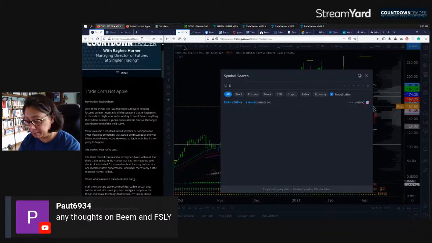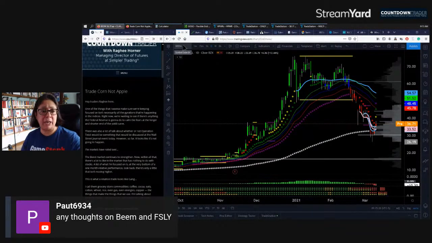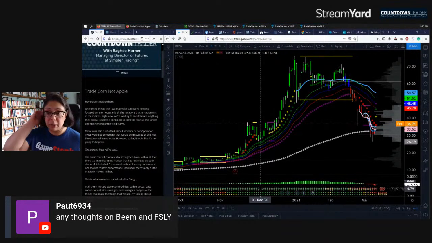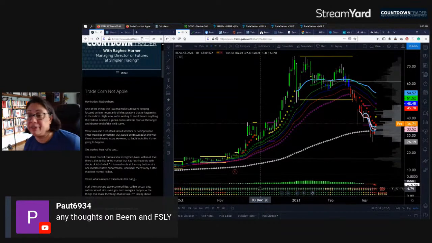All right, thoughts on Beam and FSLY. Beam's kind of the same story, but fast forward on Beam, Paul, take a look at what's happening to the right here. Beam's double red. So even though it's at the 200 EMA, Beam's double red. So the difference between Beam and, say, ENPH is that ENPH is still yellow in the trend. Beam has gone double red in the trend, downtrend. So I'd say no on Beam.